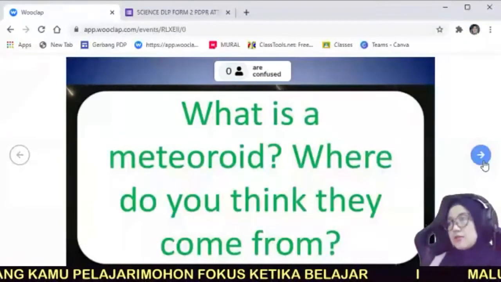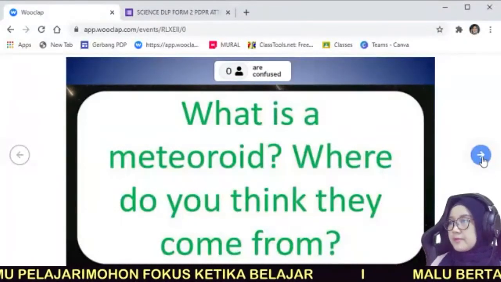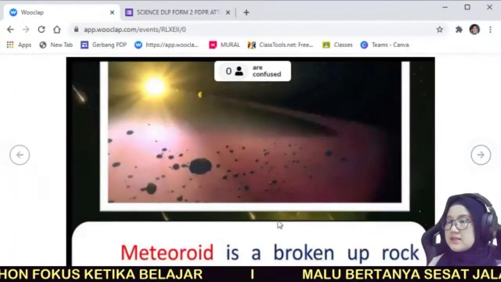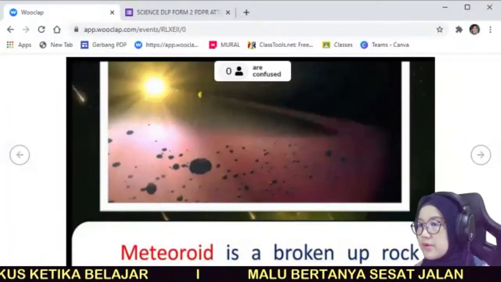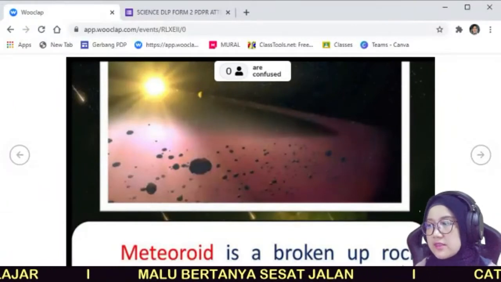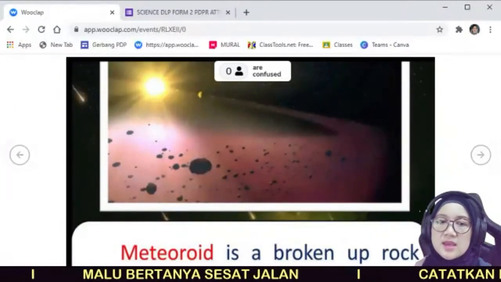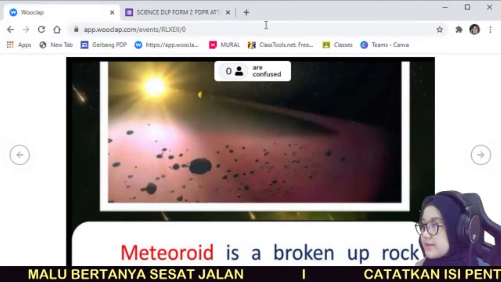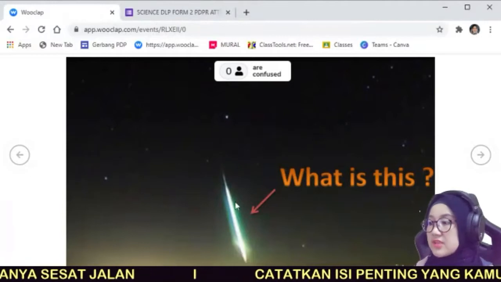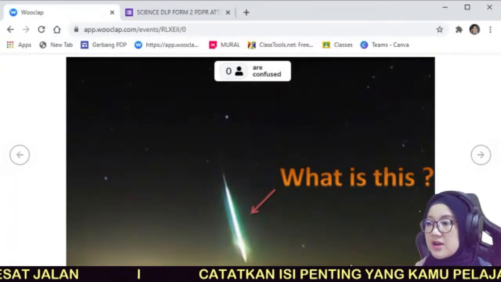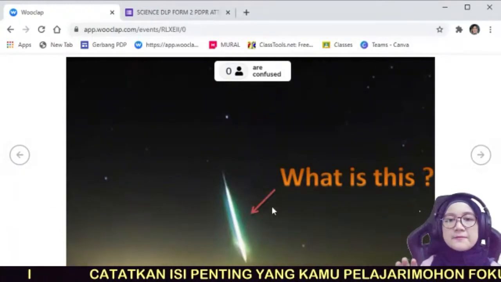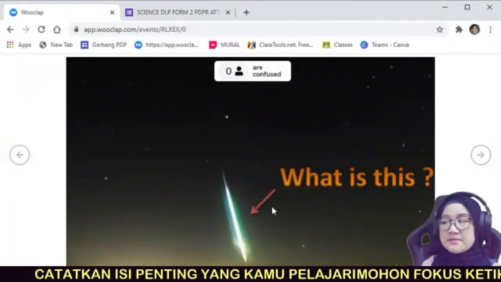What is a meteorite? Where do you think they come from? Okay, so in here you can see the meteoroid is a broken up rock and dust from either a comet, asteroid, the Moon, or Mars. Okay, this is the meteoroid. So next, what is this? As it reaches the atmosphere of the Earth, what is the name for this? It starts from a meteoroid. So it will become what?